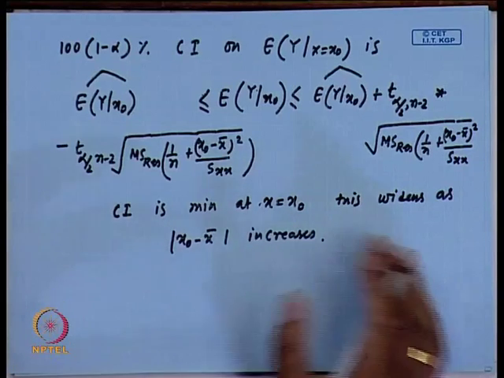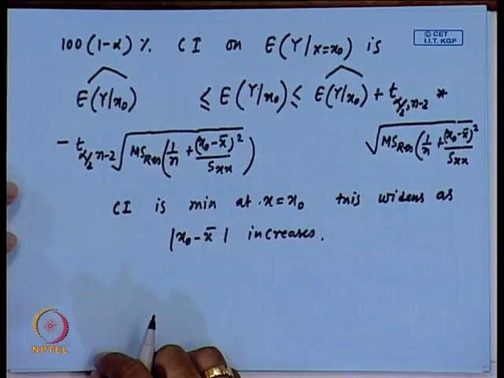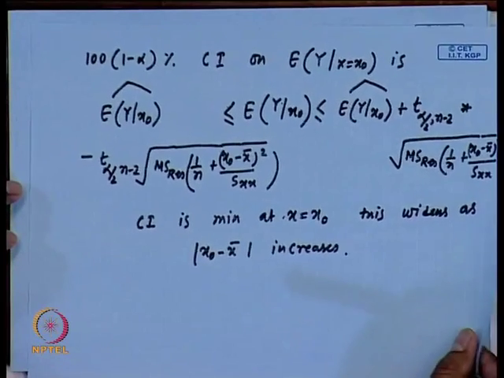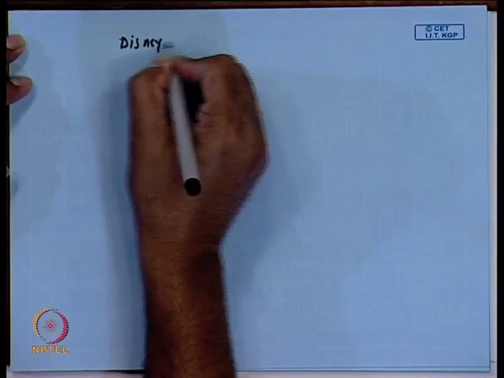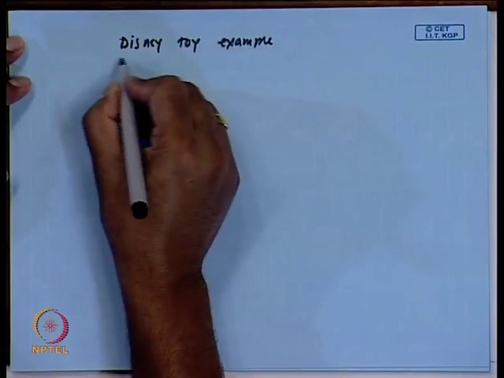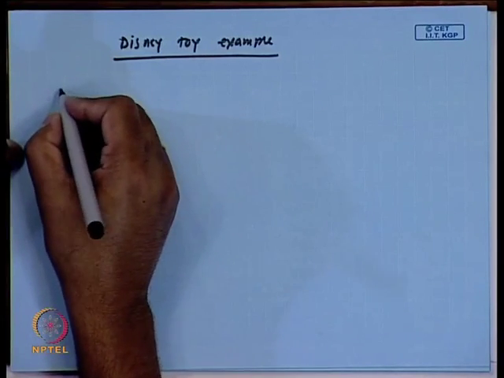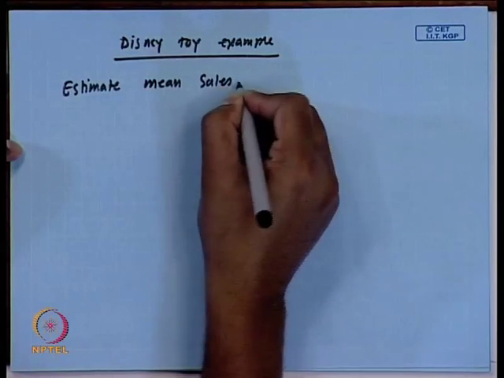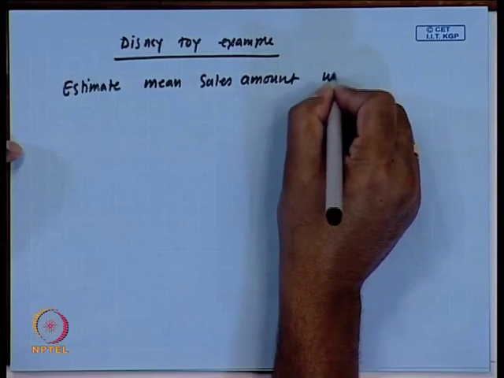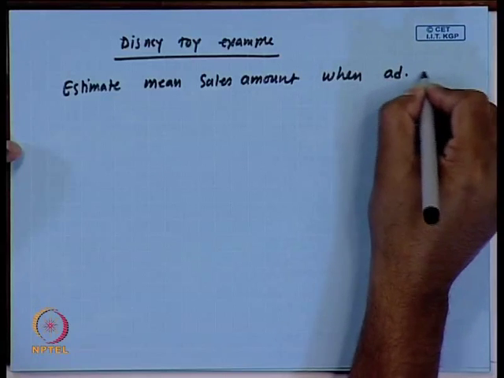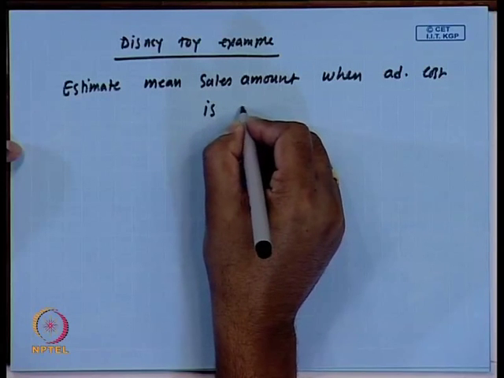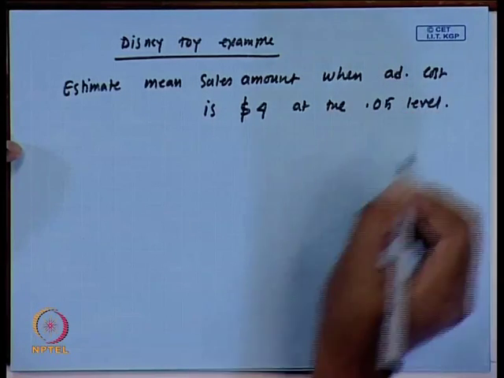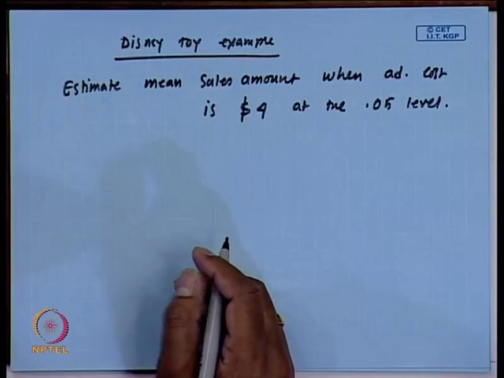Well, this looks a bit abstract. Let me give one example for this one. Again you consider the toy example, the Disney toy example. And here what you do is estimate the mean sales amount when the advertisement cost is, say, $4 at the 0.05 level. Okay. So you find out all these things.